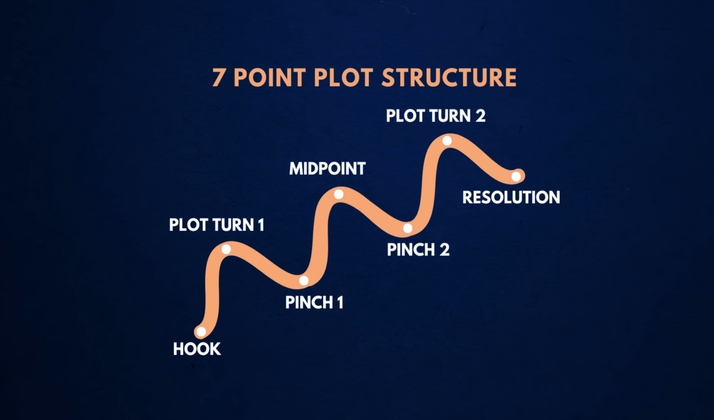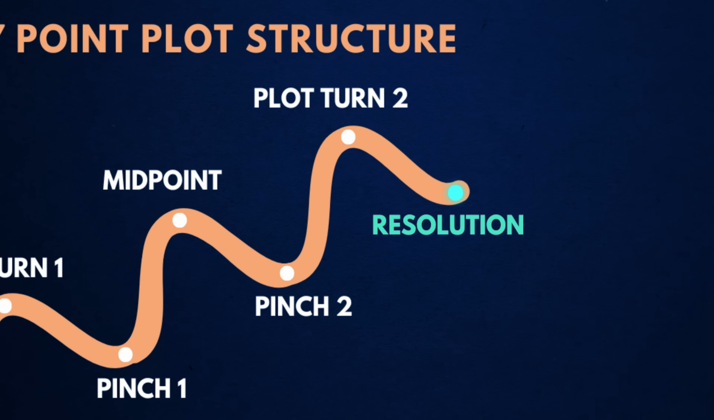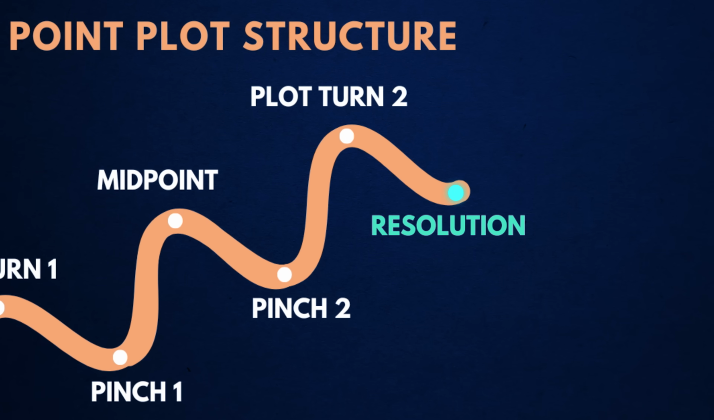Now here's what most writers do wrong when they encounter this structure. They think, oh, 7-point plot structure, I'll just start at the beginning and then work my way to the end. Well, no, that's not the right way to do it. Dan Wells really points this out as he says you should start with the ending, start with the resolution, and then work your way backwards.